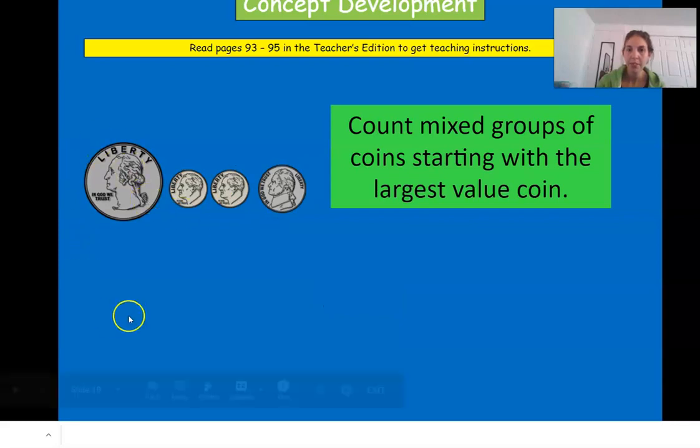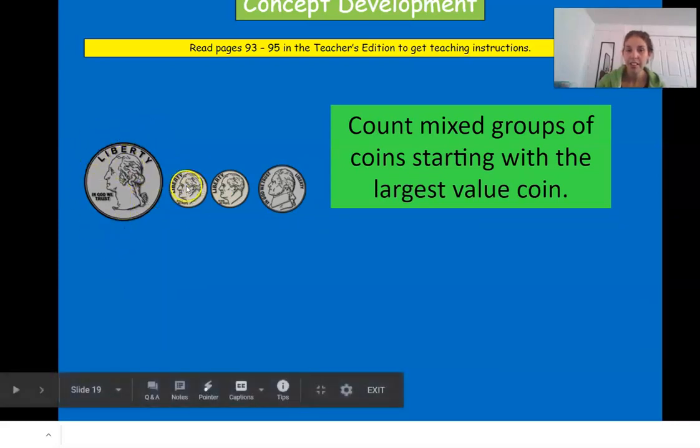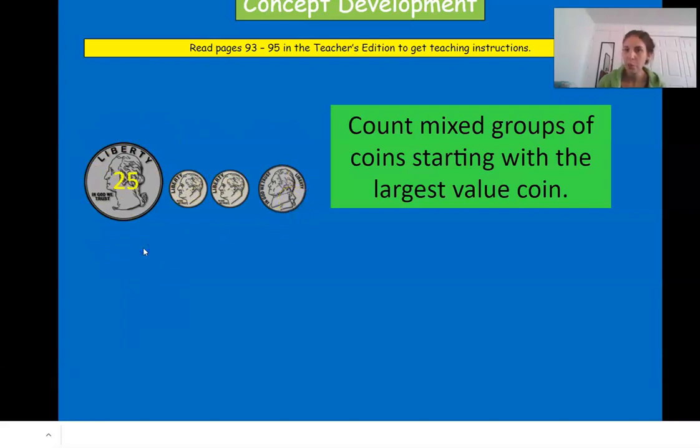Okay. This one we've got a quarter, a dime, a nickel. 25, 35. What will be 10 more? 45. 5 more. 50. 50 cents.